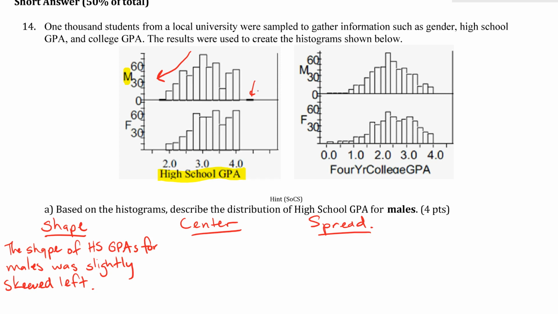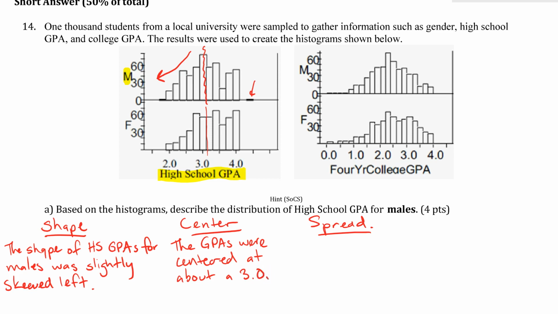For the center, it's asking, okay, let's make an estimate. Well, again, we're just kind of eyeballing it. So to me, I'm going to guess that looks like about center. So it looks like right around just above 3.0. So the GPAs were centered at about a 3.0.